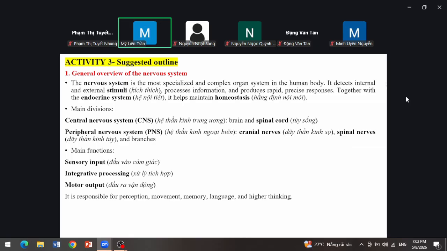It detects internal and external stimuli, processes information, produces rapid, precise responses.